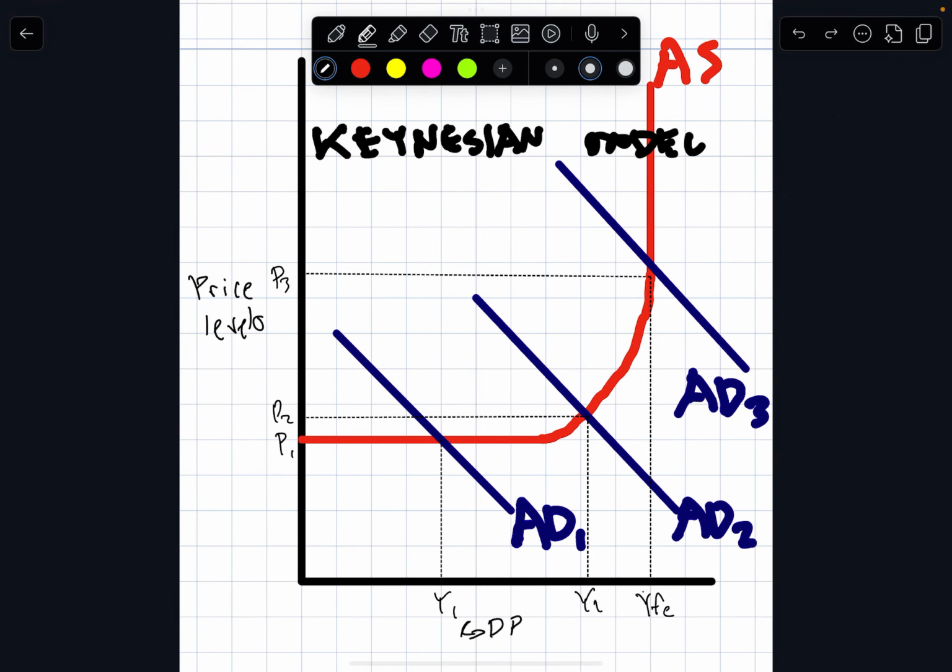Hello guys, last video was on the classical model. Let's look at Keynesian today. As you can see, I've actually plotted out the basics. It's a little messy, but it still works. And as you can see, quite different from the classical model.